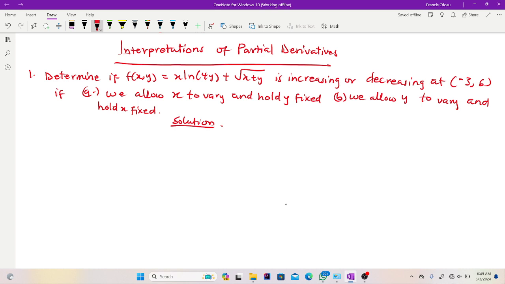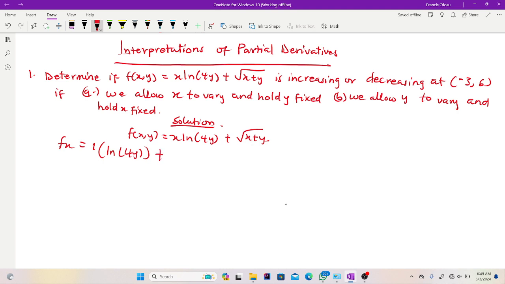So let's find fx. The function originally is f of x, y is equal to x natural log of 4y plus square root of x plus y. If we want to find fx, you just look out for x. There's x here, right? When I differentiate this x, I'll get 1, multiplying the rest, which becomes a constant. Natural log of 4y becomes a constant. Plus, I have x here.